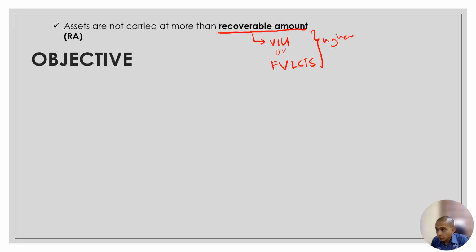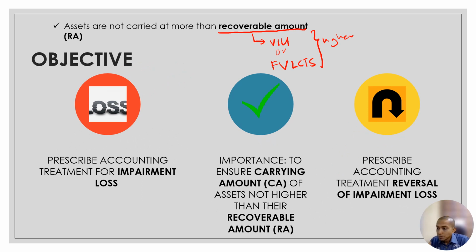So the objective is to prescribe the accounting treatment for impairment of asset, and the importance is to ensure the carrying amount is not higher than the recoverable amount. What is carrying amount? Carrying amount is cost less accumulated depreciation of the asset. So carrying amount is cost less accumulated depreciation. In other words, that is our cost.